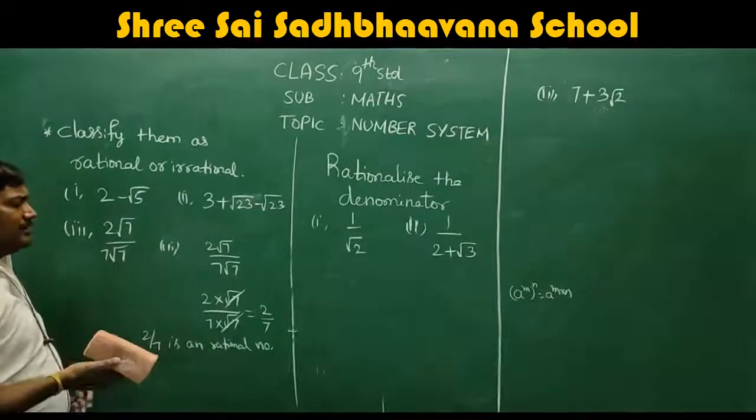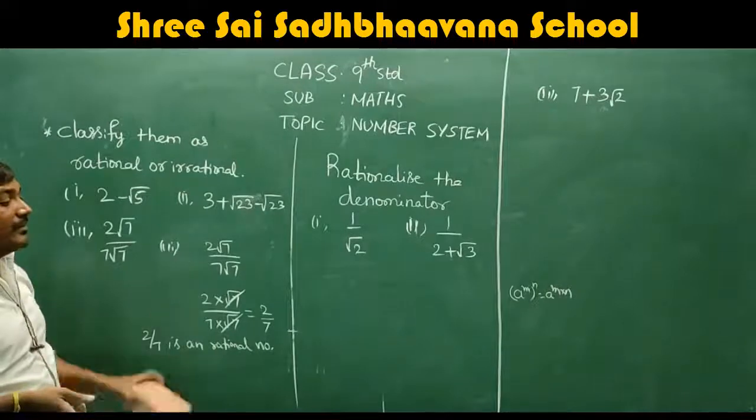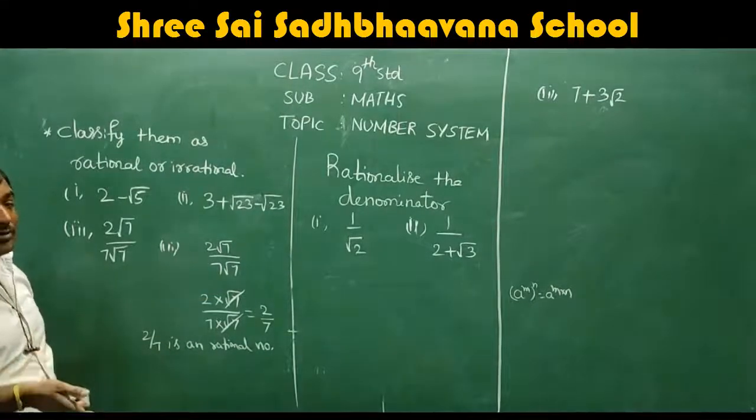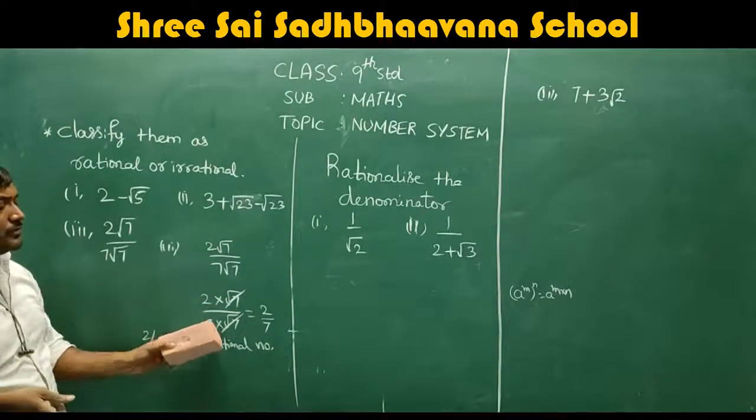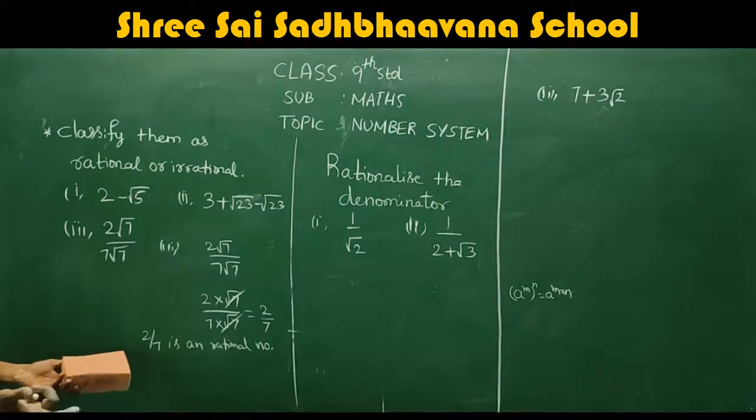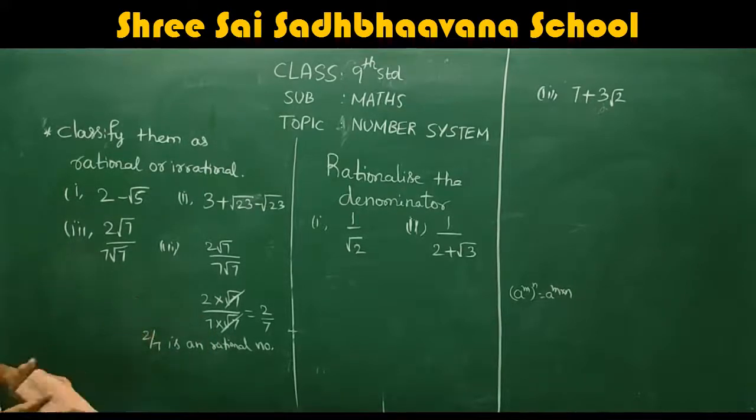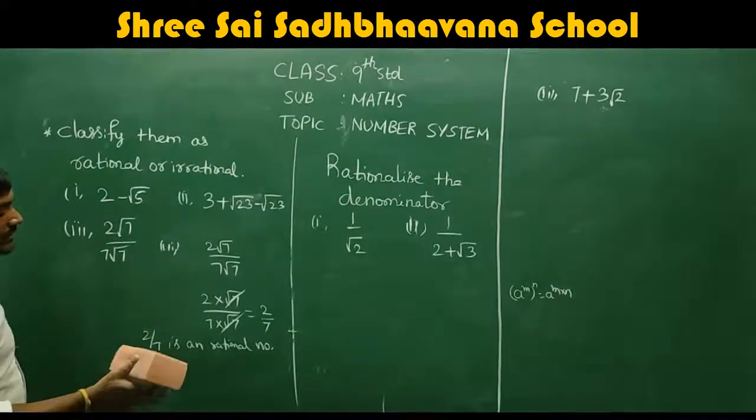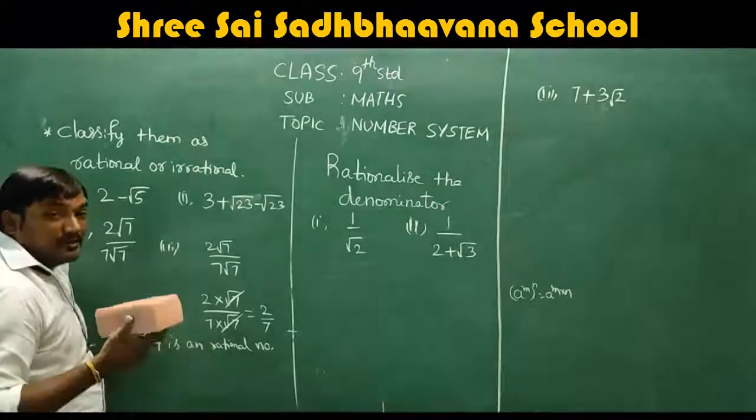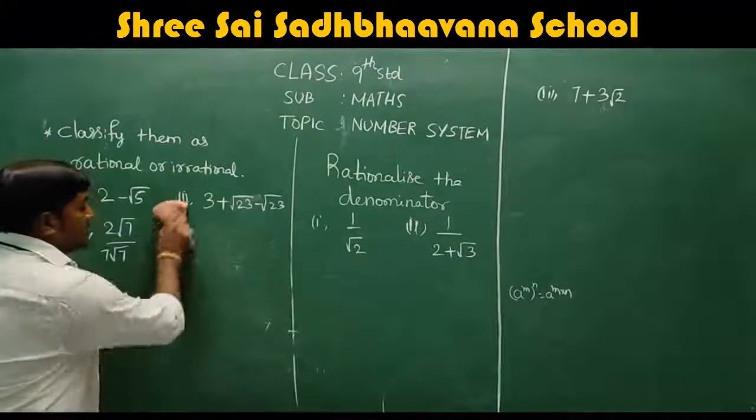Okay? It's very simple. I'll just explain once again. 2 root 7 can be written as 2 into root 7. 7 root 7 can be written as 7 into root 7. So root 7 is the same. Just cancel it as we cancel in normal multiplication. So just division: you cancel it and you will be left with 2 by 7. That is, 2 by 7 is what? It's a rational number. So we classified this third one as a rational number.